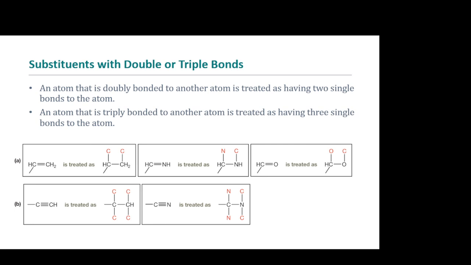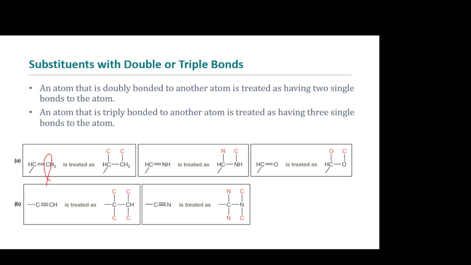Okay? So when we're counting through our priorities, for example, this carbon right here, we would treat that double bond as being it has a carbon attached to it, it has another carbon attached to it, and then it has the hydrogens attached. Okay? That making sense?